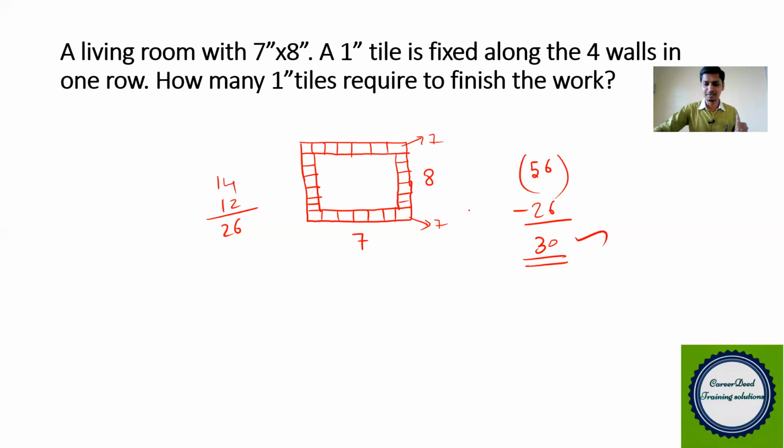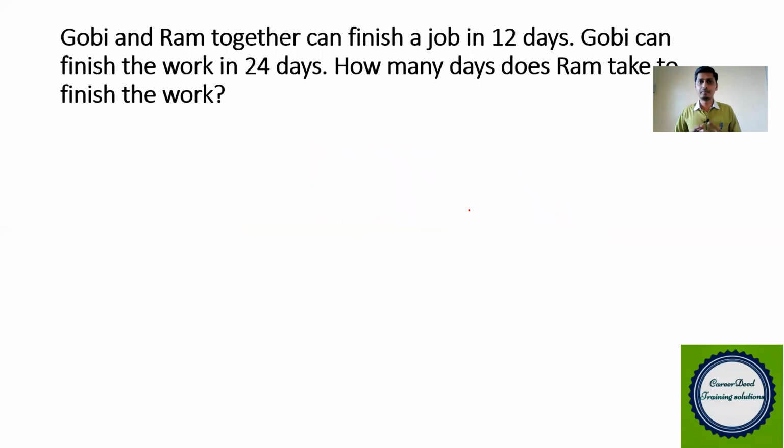Now moving to the next question. Gobi and Ram together can finish a job in 12 days. Gobi can finish the work in 24 days. How many days does Ram take to finish the work?